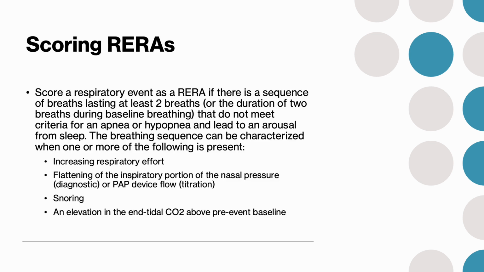Scoring RERAs, respiratory effort-related arousals, is optional for pediatrics, but it may be something a lab you work for does score. Those are when there are at least 2 breaths accompanied by either snoring, increased respiratory effort, flow limitation, which we saw, or an elevation in the end tidal CO2 compared to normal breathing. Truly, RERAs require a building up of effort. The belts should look like a staircase going up because their effort is getting more and more until that starts to wake them up.